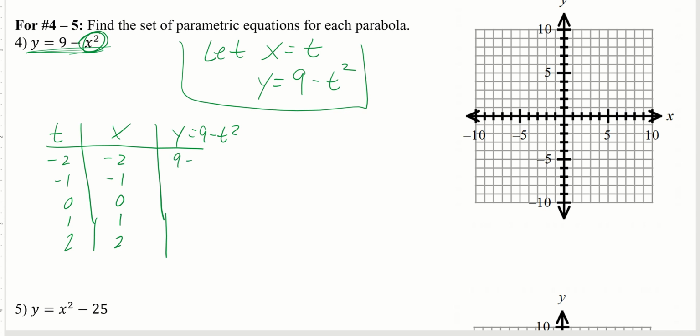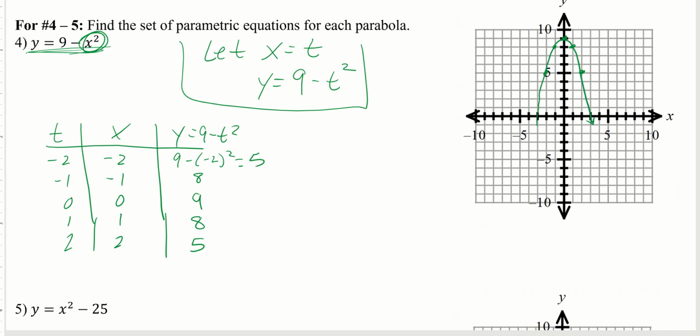Again, I'll show you one of these, and then I think you got it from here. So that would be 9 minus 4, which is 5. If I keep doing that, we've got 5 here, 8 for -1, 9 for 0, 8 for 1, and 5 again. So at -2, I have -2, 5. This one's at -1, 8, then 0, 9, 1, 8, and 2, 5. If you notice, it looks like a parabola.